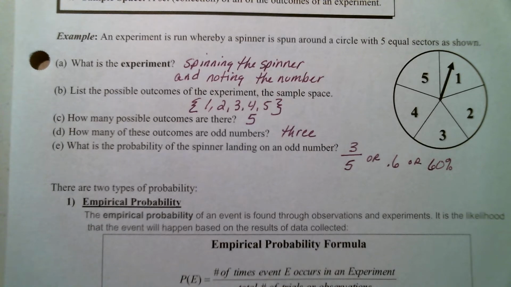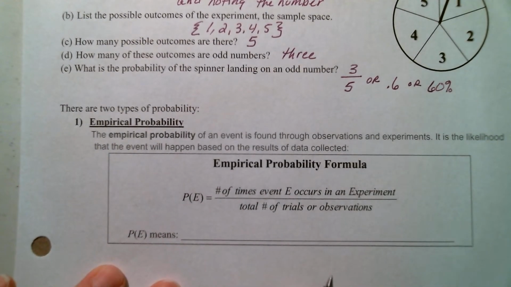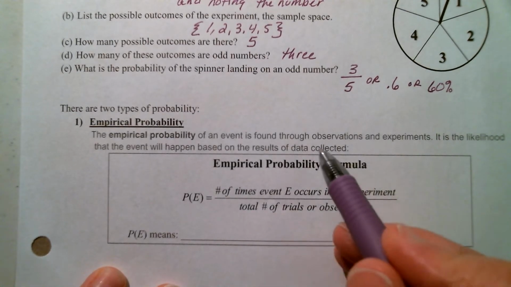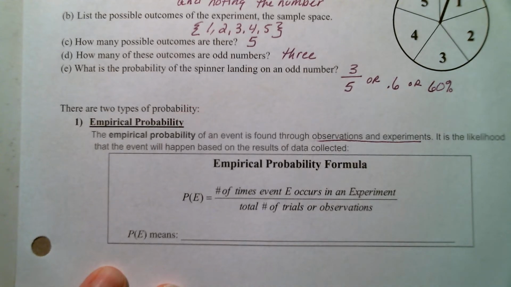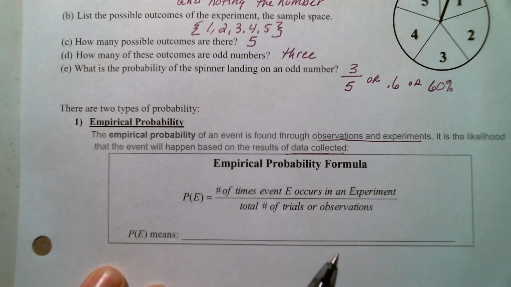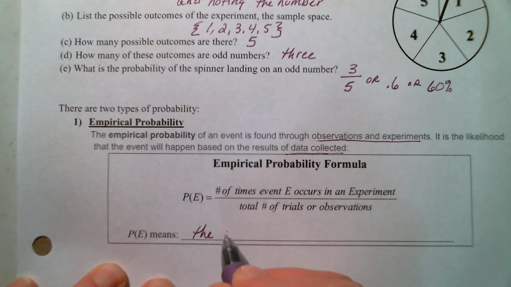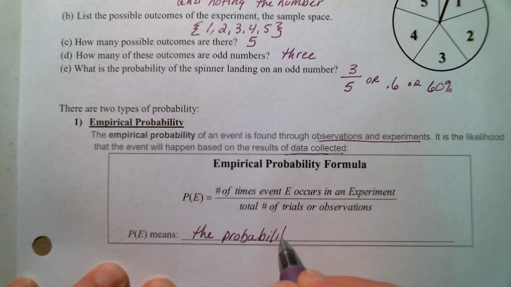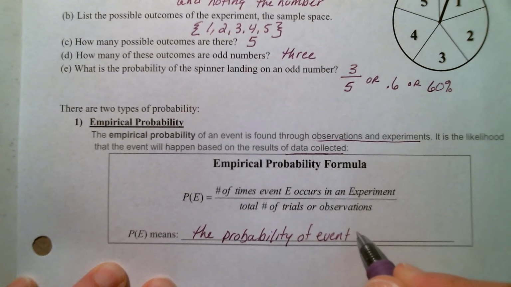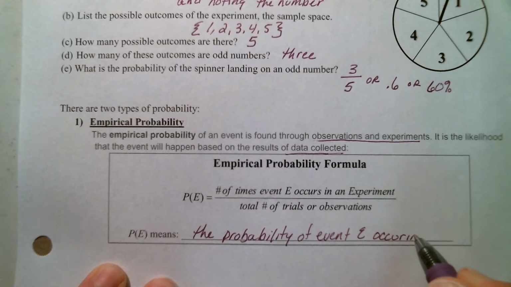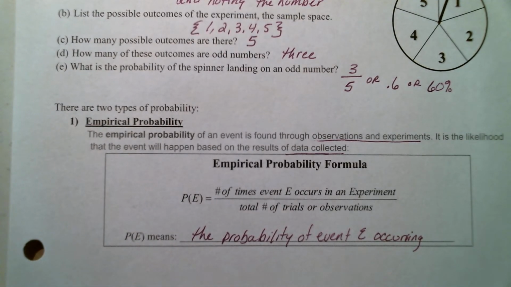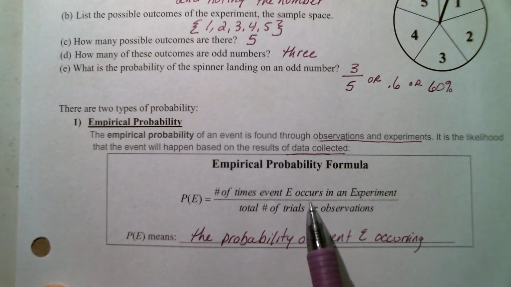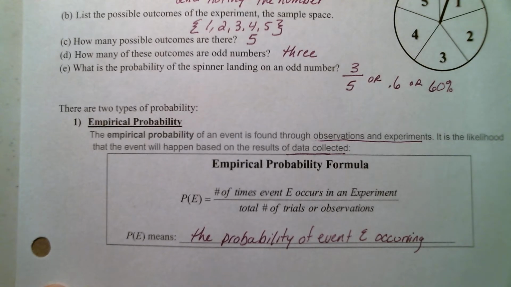There's 2 types of probability. Empirical probability. The empirical probability of an event is found through observations or experiments. It's the likelihood that an event will happen based on the results of real data that's been collected. This notation here, we read this as the probability of event E occurring. The probability of event E occurring is equal to the number of times event E occurs in an experiment divided by the total number of trials or observations.